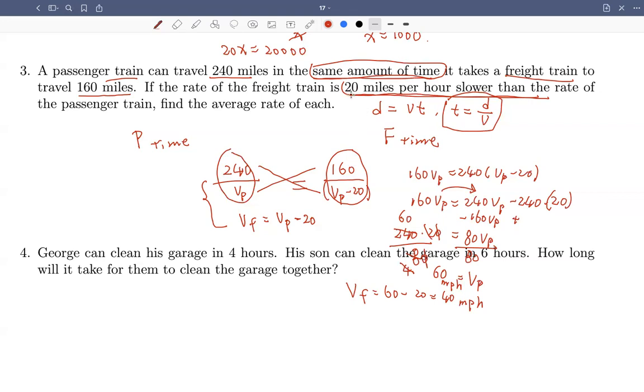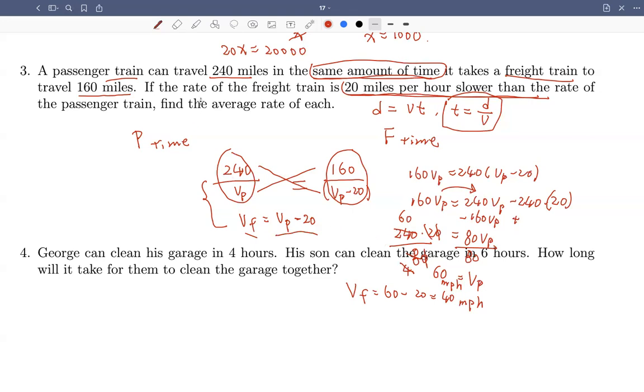But then we're told VF, the speed of the freight train, is 20 miles per hour slower than the passenger train. So the speed of the freight train is the speed of the passenger train subtract 20. We use this to solve, changing the VF into VP minus 20. We cross multiply, right? We solve, so we get the speed of the passenger train is 60 miles per hour, and the speed of the freight train is 40 miles per hour.